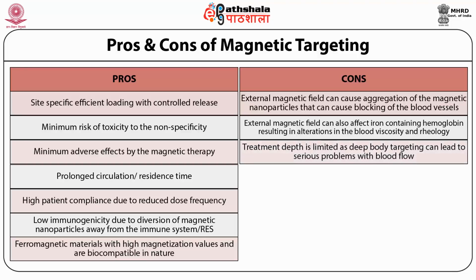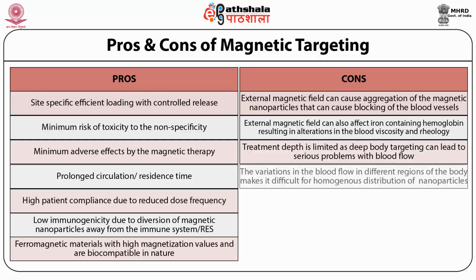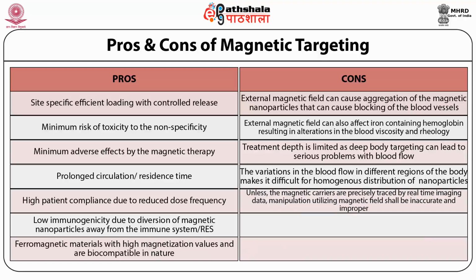Further, the treatment depth is also limited, as deep body targeting can lead to serious problems with the blood flow. The variations in the blood flow at different regions of the body make it difficult to achieve a homogeneous distribution of the magnetic nanoparticles. Unless the magnetic carriers are precisely traced by real-time imaging data, manipulation using the magnetic field may lead to inaccurate or improper targeting.